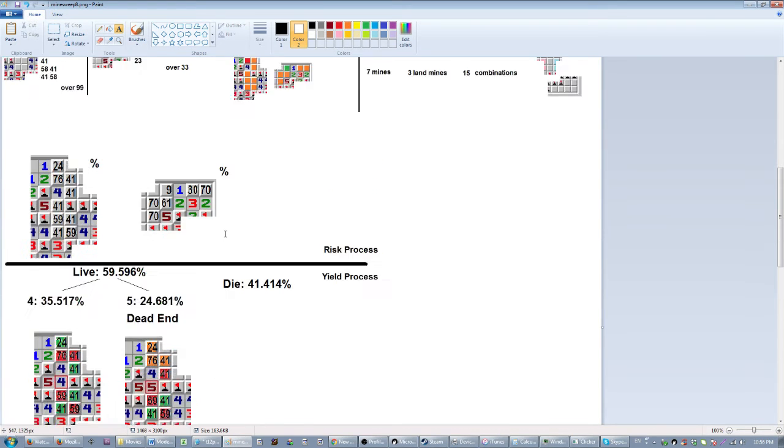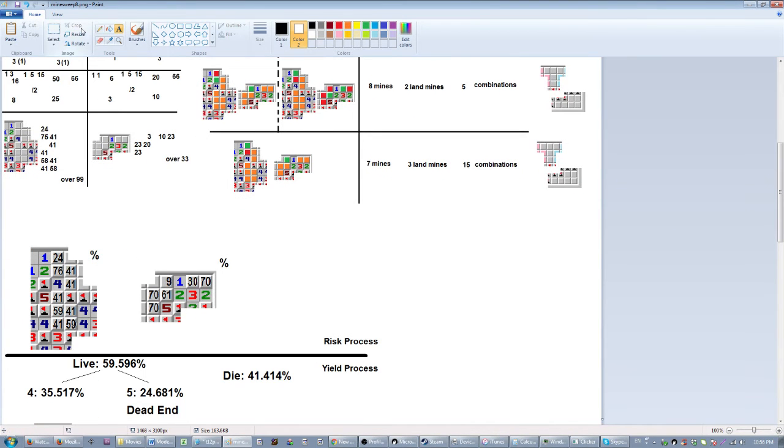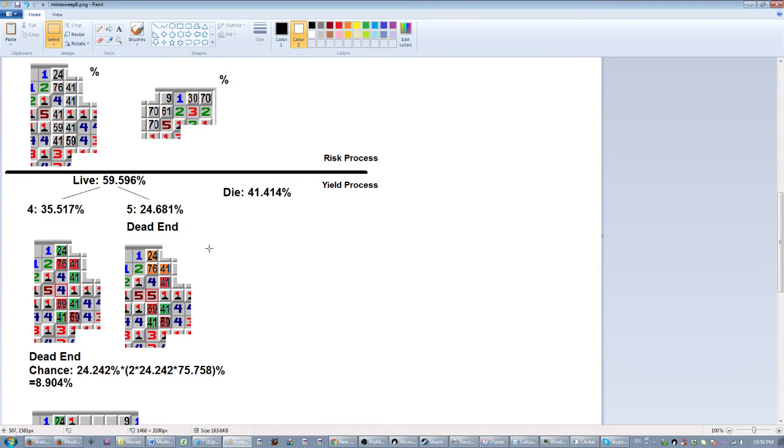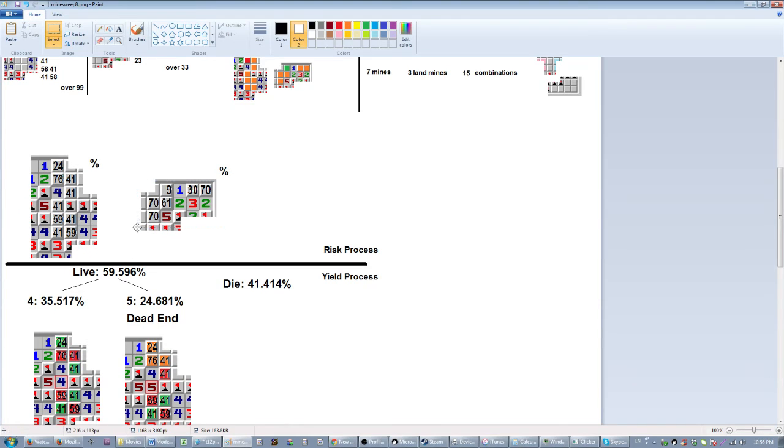Alright, so up here, everything we did is to calculate the risk percentage, right? But now we solved the yield, which will give us a certain number. And then we just divide that by the risk, and we get the worth of clicking on making a guess on one of these blocks.